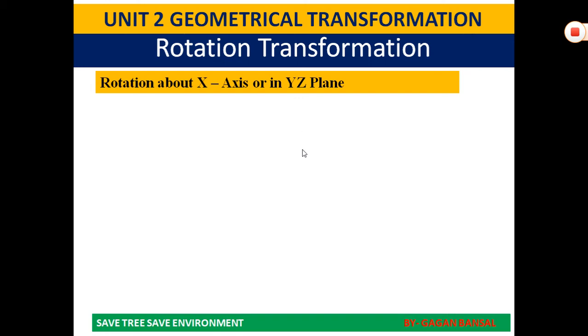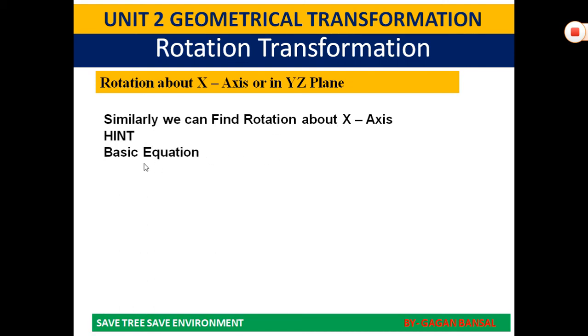I'll not go with the deep explanation. I am just giving you the hint that similarly we can find rotation about x axis. The basic equations which finally will occur: since it is rotation about x axis, x dash will be x, that is unchanged. Y dash will be y cos theta minus z sin theta. You can draw the plane, draw the point P, that is yz, draw y dash z dash and make the angles. Finally you need to derive this effectively.